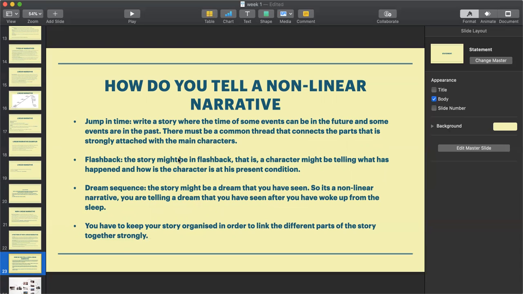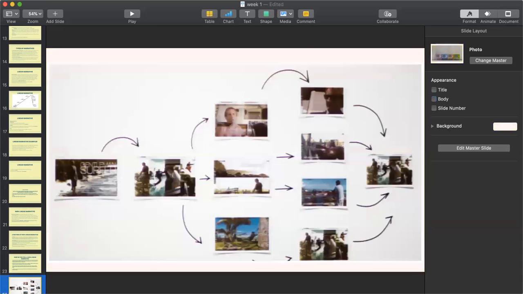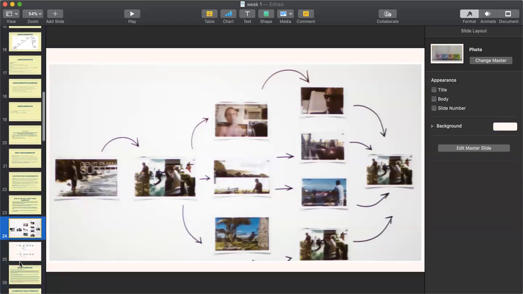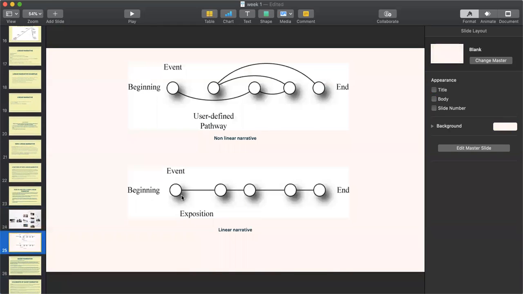Okay. But whatever you are writing, the story has to be properly organized, because in non-linear narrative so many things are going on at the same time that it's very easy to get disorganized, right? So in the middle part, generally there are more subplots added, but everything should be linked together properly at the end. So that gives a clear picture about non-linear narrative and linear narrative.